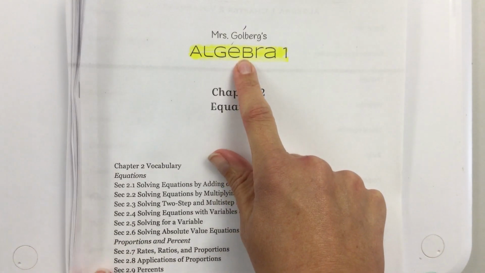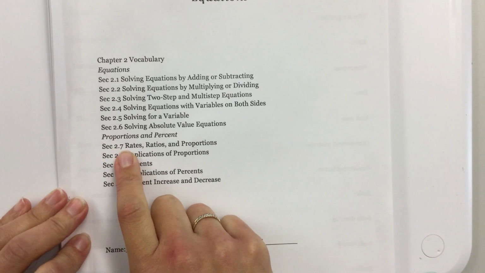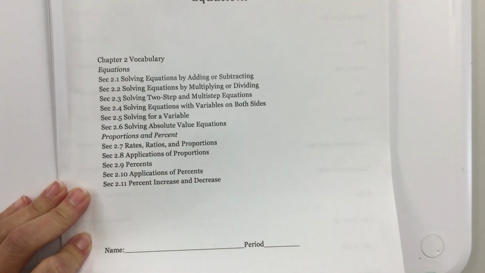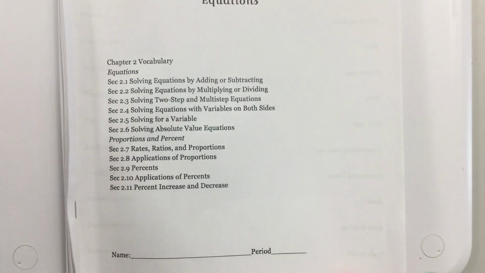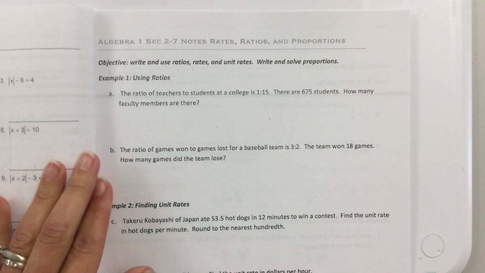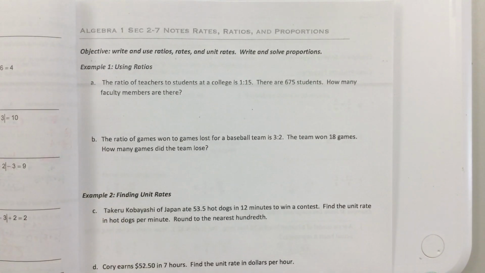Okay, Algebra 1. We are kind of moving on to the second part of our chapter. We're going to be dealing with rates and ratios, proportions, percents, a lot of different things from the very first part of our chapter. So today we are doing section 2.7, the notes, the rates, ratios, and proportions.